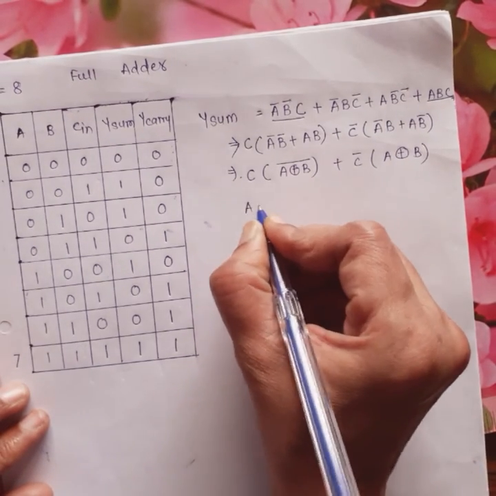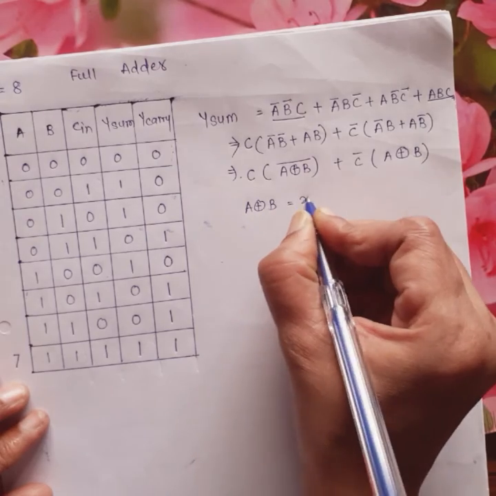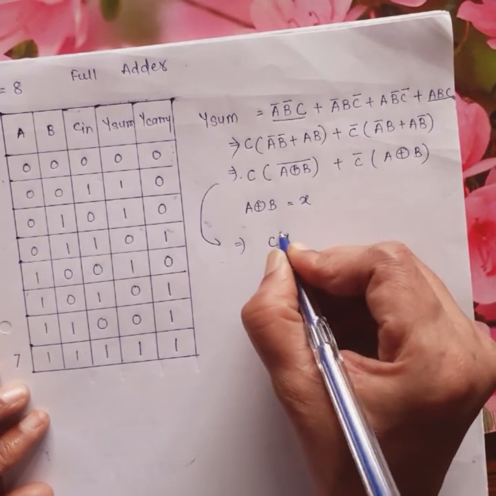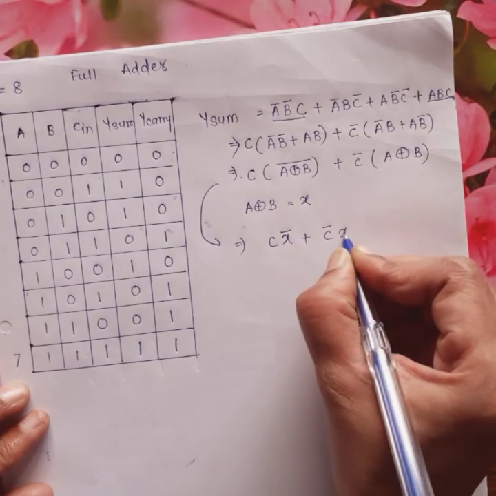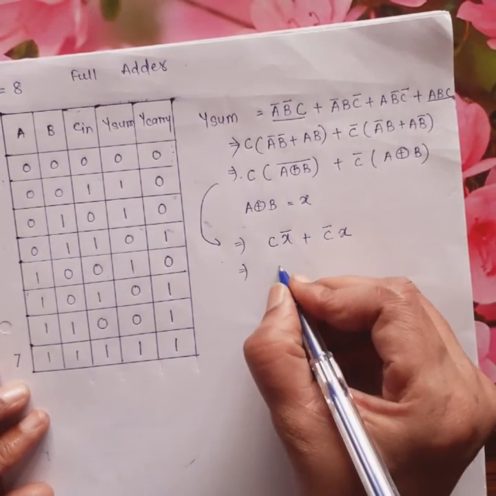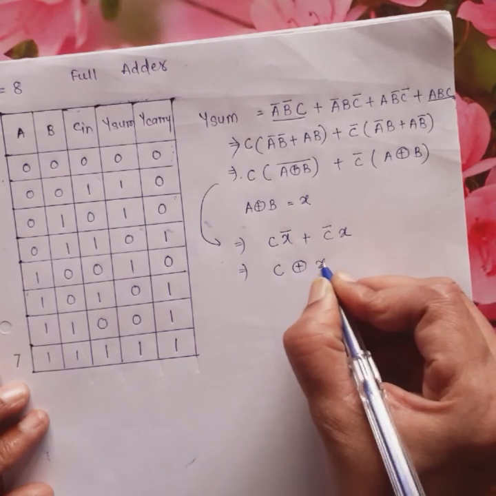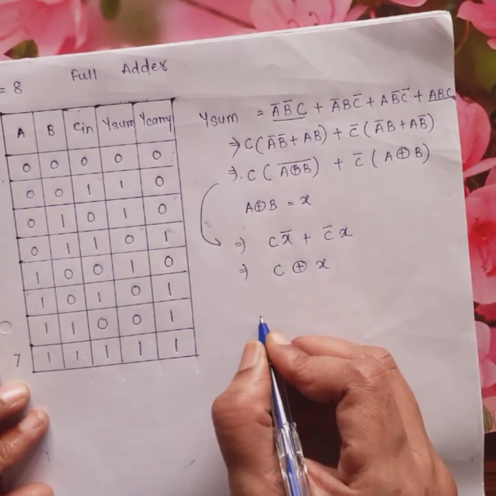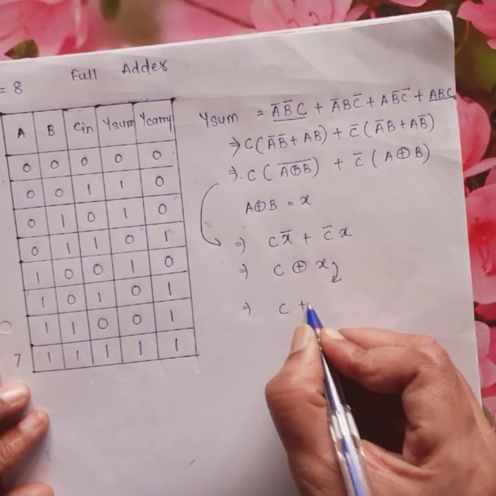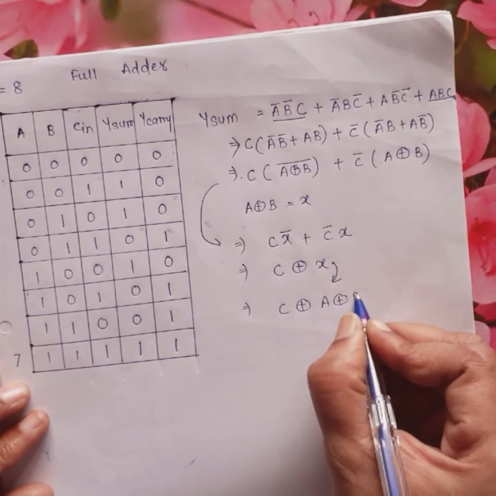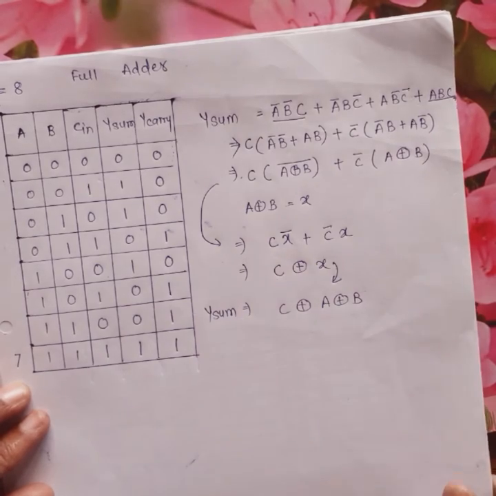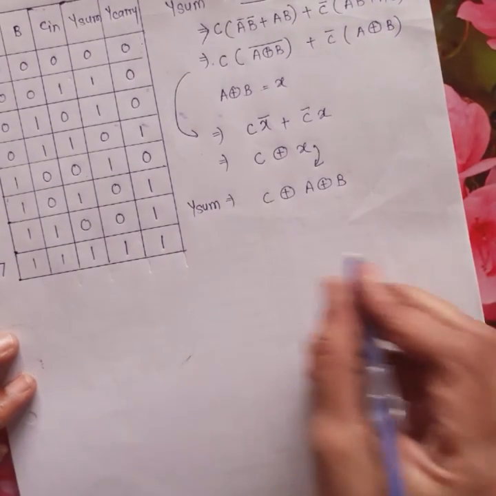If we let the A XOR B term be X, then this expression is in the form of C X bar plus C bar X, which again resembles the XOR operation. So this could be written as C XOR X. Now by replacing X by its original term, we have C XOR A XOR B. So this is the expression for the full adder sum: A XOR B XOR C.